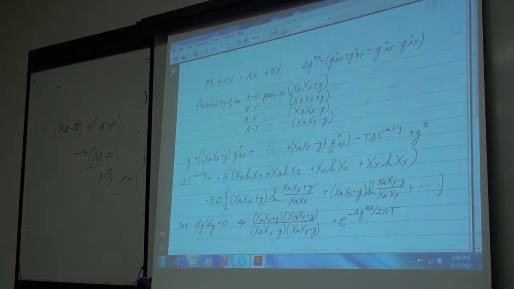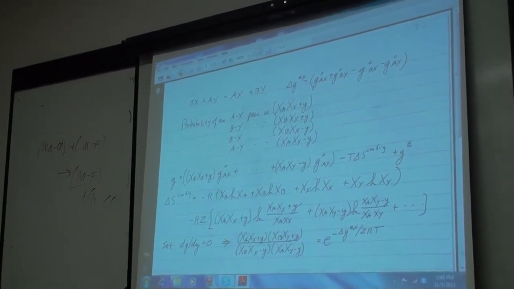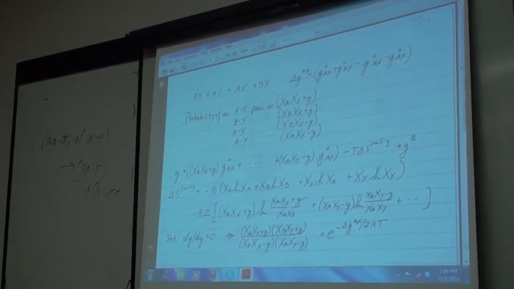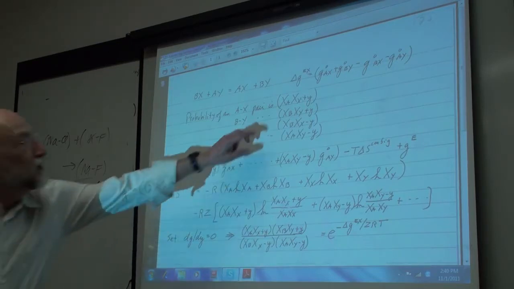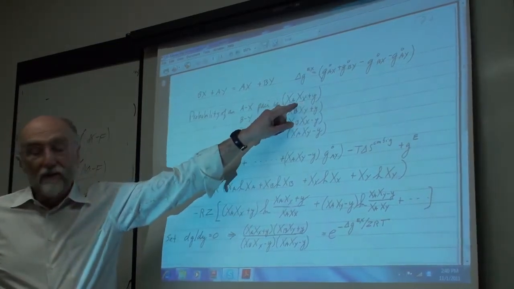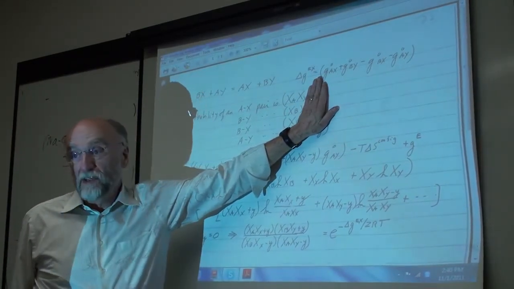Okay, let's say you have AX plus BY forms AY plus BX. A and B are the cations, X and Y are the negative ions. There's your delta G exchange. The probability of an AX pair is, sorry, I'm using the old notation, this should be little y_A, y_X. Now these are the site fractions. In the previous notation, this was y_A, this was y_X. So in an ideal solution, the probability of an AX pair is simply x_A x_X.